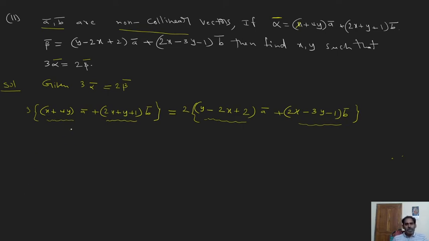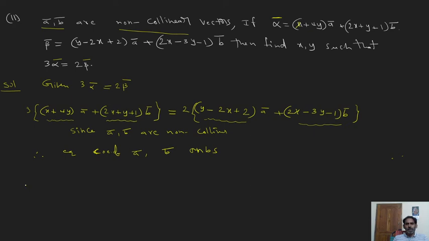Here, since a bar, b bar are non-collinear, therefore equate the coefficients of a bar, b bar on both sides. Why you are equating is the cause given in the previous explanation.